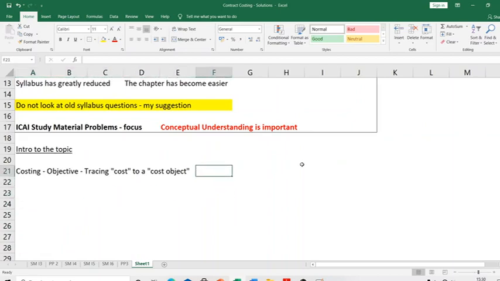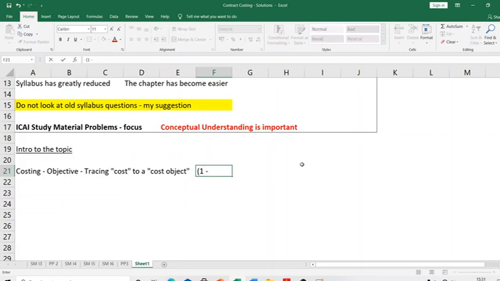Now, why is this done? Why does costing want to trace the cost to a cost object? Or in other words, why do we want to find out the cost of a product? Or why do we want to find out the cost of a service? Or why do we want to find out the cost of running a factory? Why do we want to do that? I'll tell you, mainly for two reasons.